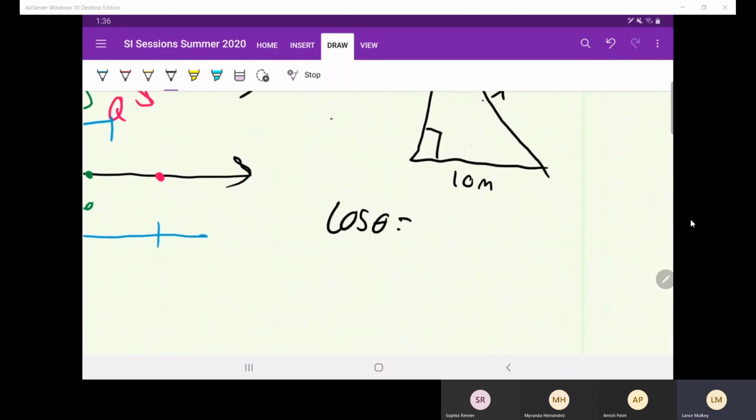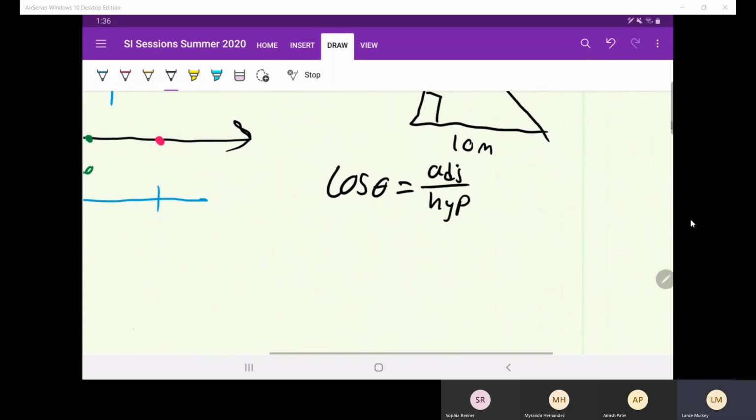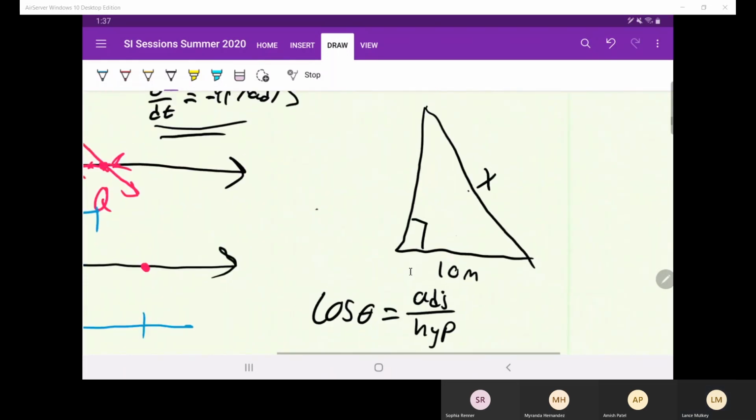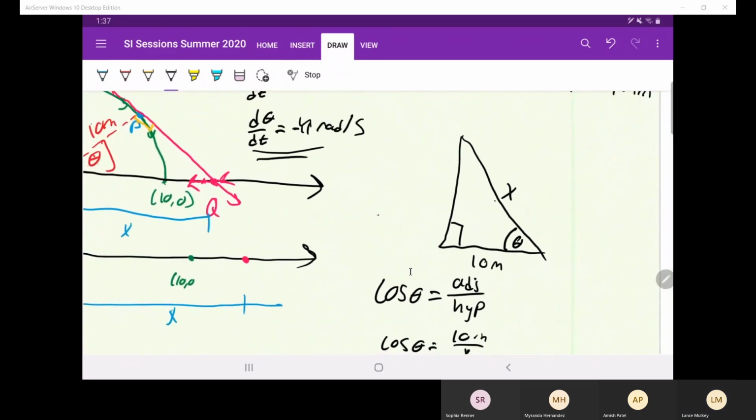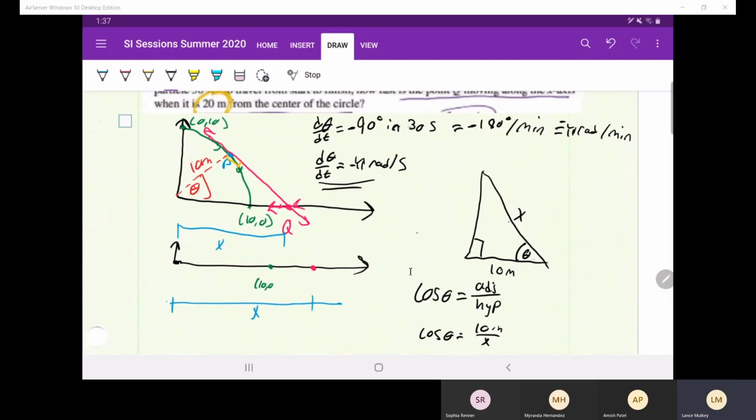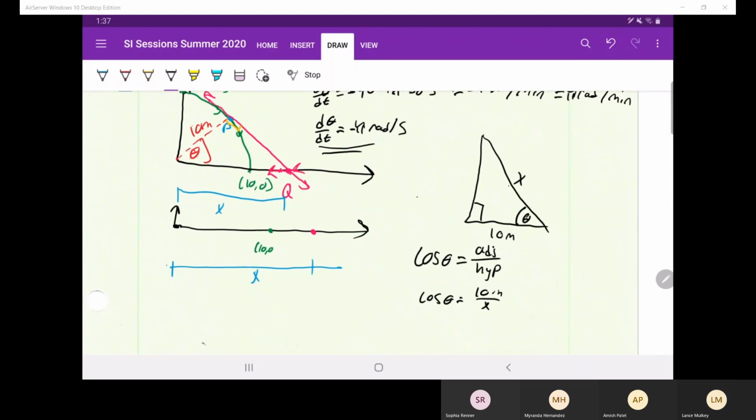Cosine theta equals adjacent over hypotenuse. So cosine theta equals 10 meters over x. Because when we rotated this around, this is theta. So we have theta, and we have x. So the adjacent is 10, and x is the hypotenuse. All right.